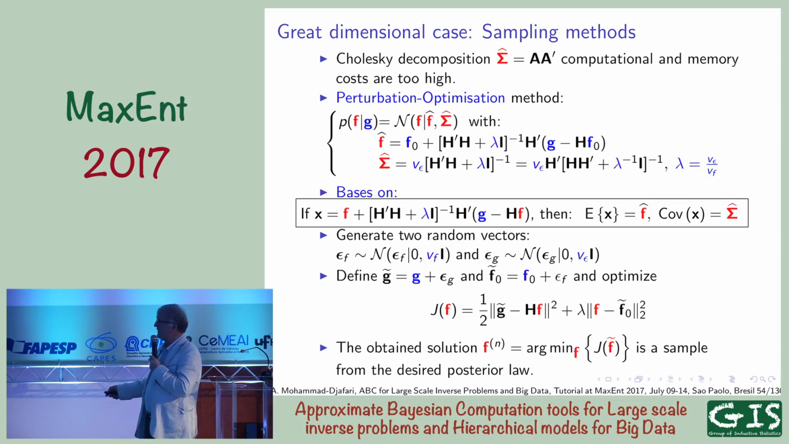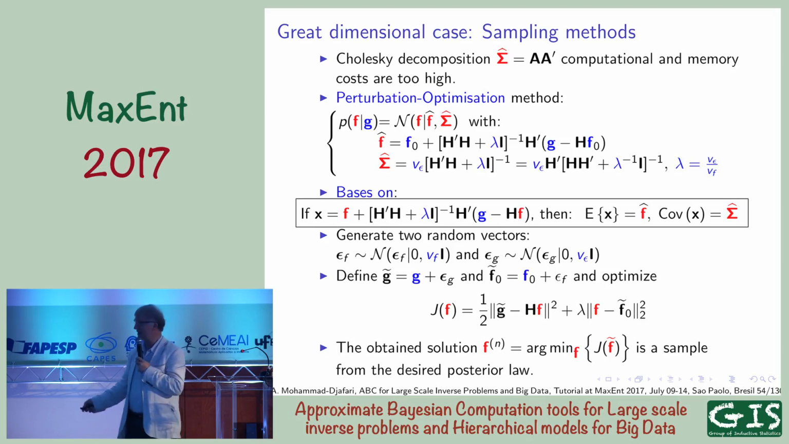What does it mean? It means that if we can compute X many times, this can be done by optimization, as we mentioned before. Then we know that the properties of X are such that the expected value is F hat and the covariance is sigma hat. So what will be the algorithm? The algorithm is to generate two independent Gaussian random vectors, add this one to G, meaning to the data, this one to the prior, and do the optimization with these two transformed quantities. We know how to do this optimization, and repeat this process as many times as you want. At the end, you can keep these samples and compute anything that you want from that.